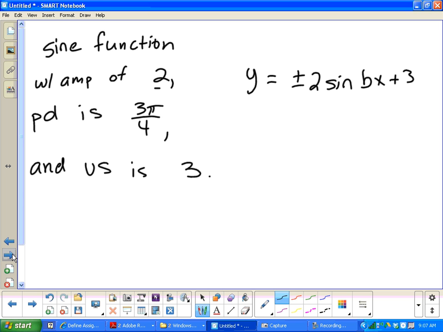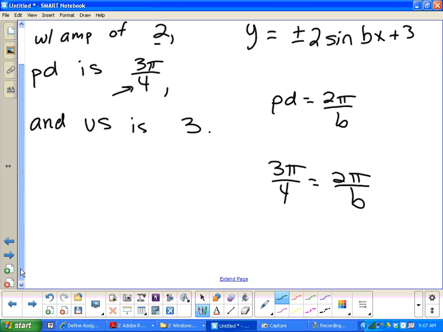How do I figure out the b? What's going to help me find it? The period. The period is equal to 2 pi divided by b. What are they telling me the period is? 3 pi over 4. So we have 3 pi over 4 equals 2 pi over b. Can we take that equation and solve it for b? We cross multiply again, and we get 3 pi b equals 8 pi.